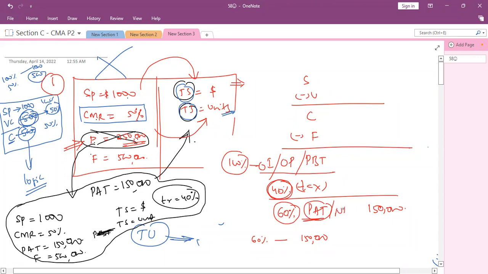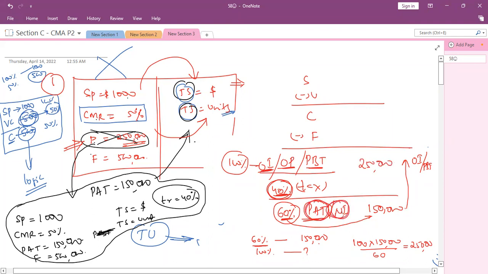Always, whenever profit after tax or net income is given, convert it to operating income or profit before tax. If tax is 40%, the profit after tax is 60%. If 60% is 150,000, we don't need the tax, we need the 100%, which is profit before tax or operating income. So 100 into 150,000 divided by 60 is 250,000. So in the examination, if profit after tax or net income is given, you convert to profit before tax or operating profit. Afterwards it is a normal problem. You can do it with the table method or whatever, and you will get the answer: $1,500,000.